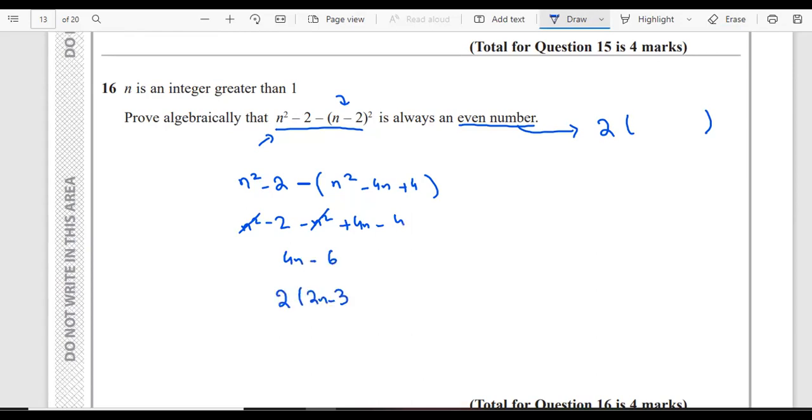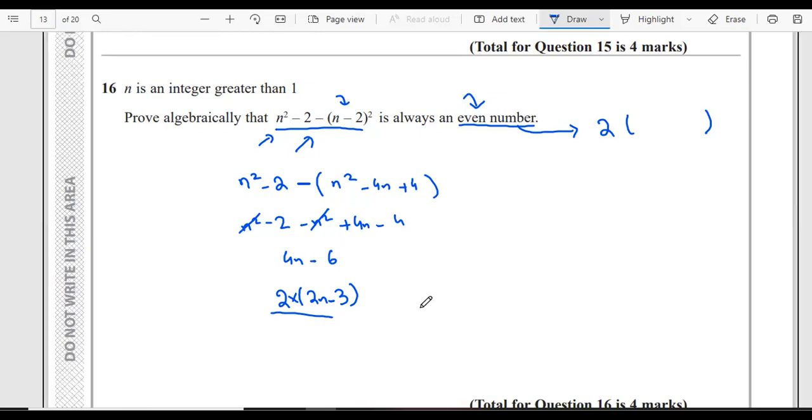This is 2n minus. This is a multiple of 2. I can write it down this way. That is why it is an even number. So if it asked you to prove that it is a multiple of 8 and the number before the bracket was 8, exactly. Because 8 times anything would be a multiple of 8. Yes, you're right. Okay. Let's talk about the next one.